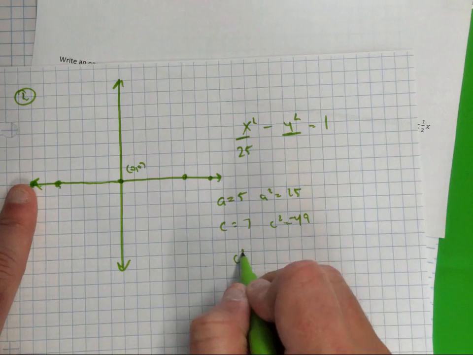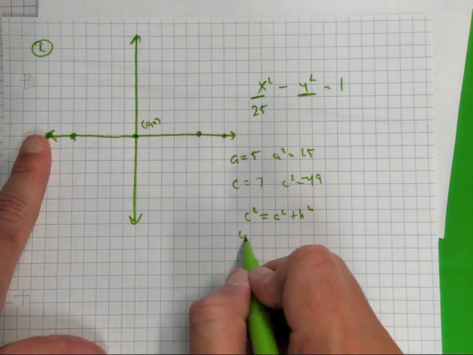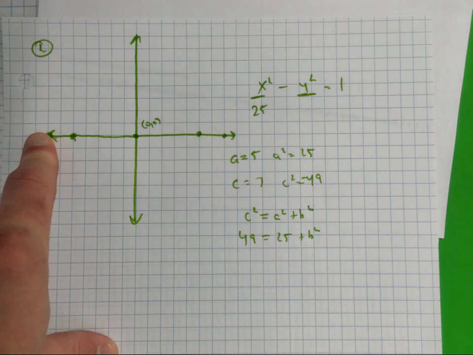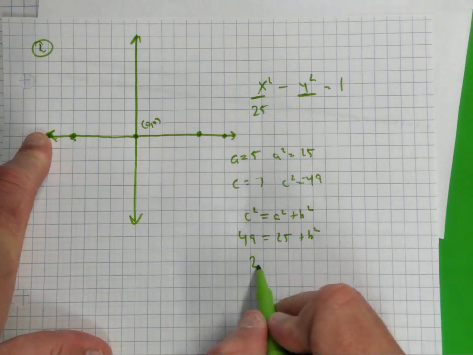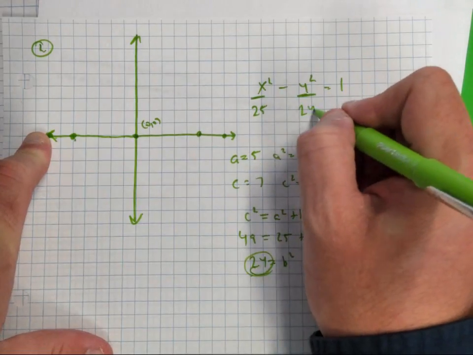Okay, let's use the equation. C squared equals A squared plus B squared. My C squared is 49. My A squared is 25. 49 minus 25 will give you 24 equals B squared, and that is what you put right there.